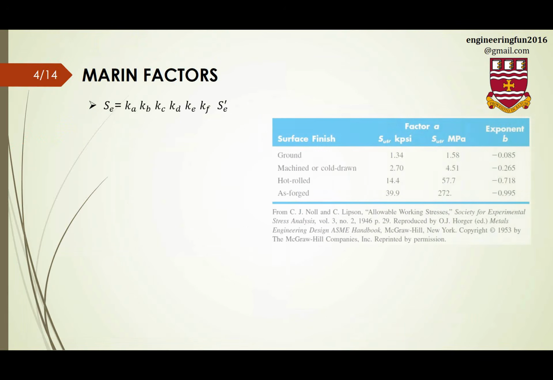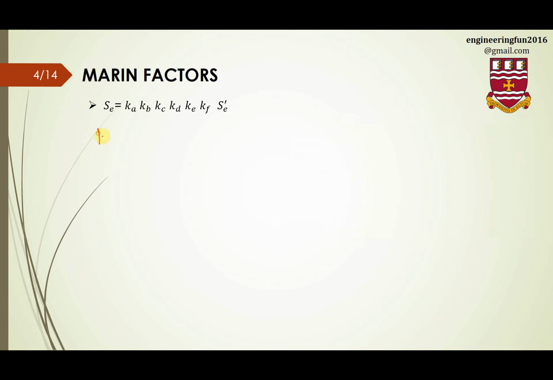So that's the Marin equation, and we're going to talk about the Marin factors. The first factor is Ka, and that's a times Sut to the power of b. In this chapter, it's very confusing. We have so many a's, so many b's. But anyway, we just keep the notation of the book. We know Sut, so you need to find Ka based on this equation, a times Sut to the power of b.